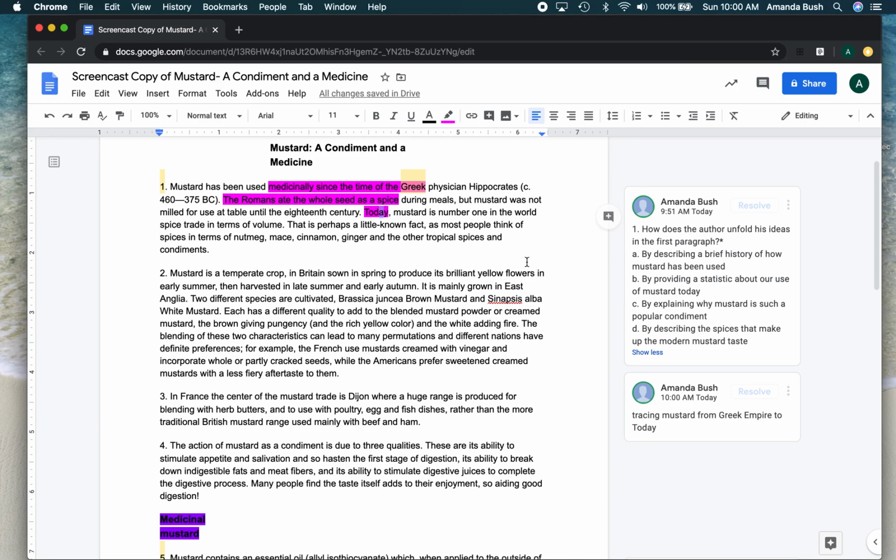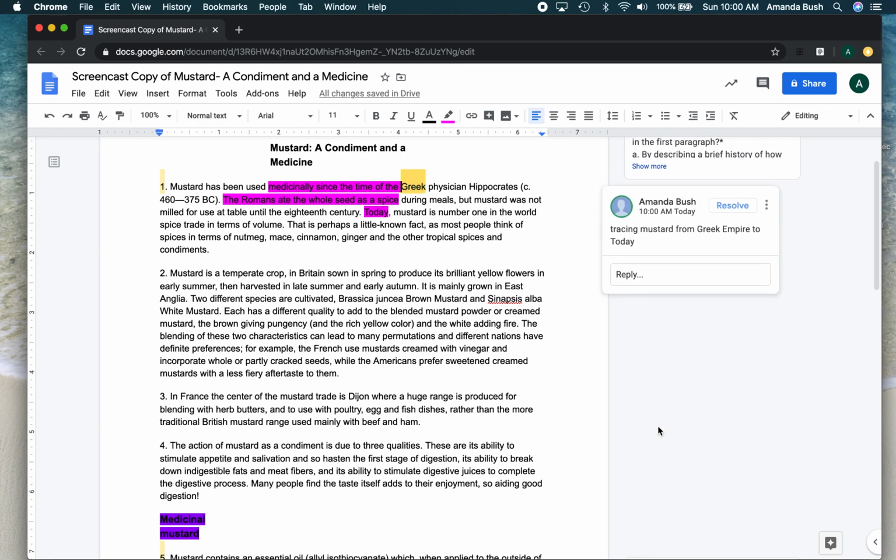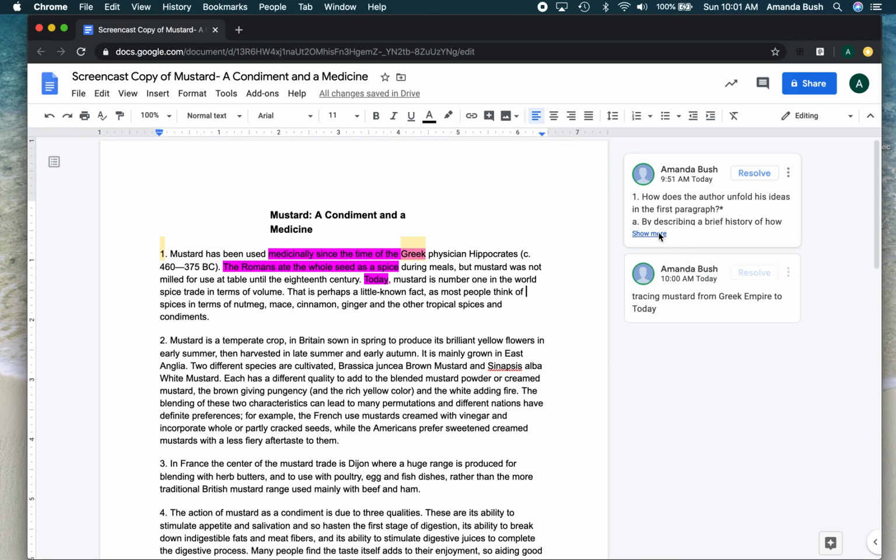So that's possible. By providing a statistic, well, I don't see any facts or figures here, so I'm going to go ahead and cross off B. By describing a brief history of how mustard was used, well, based upon my evidence and based upon my summary that I wrote in my margin note, that seems to be the best of answers.